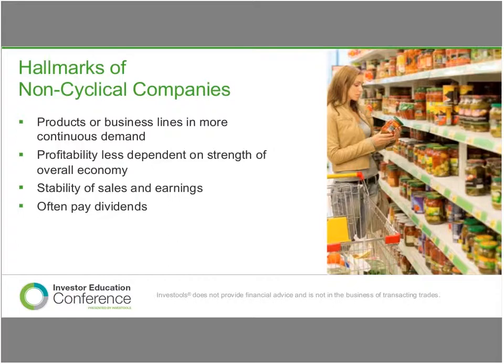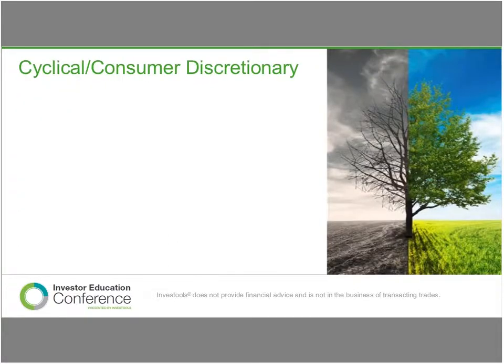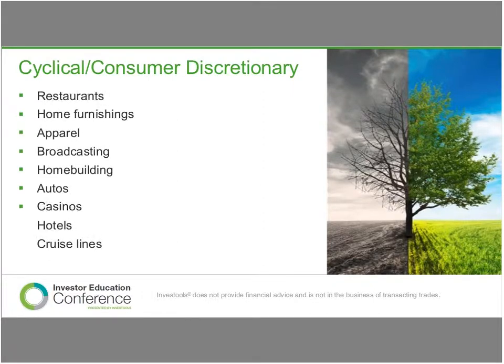Okay, so what is a cyclical company? A cyclical or consumer discretionary companies, very broadly stated, are things like restaurants and furniture and clothes. And you might think of clothes as, oh, I've got to have that. Well, yeah, you already have some clothes. The point is spending on new clothes tends to be cyclical.